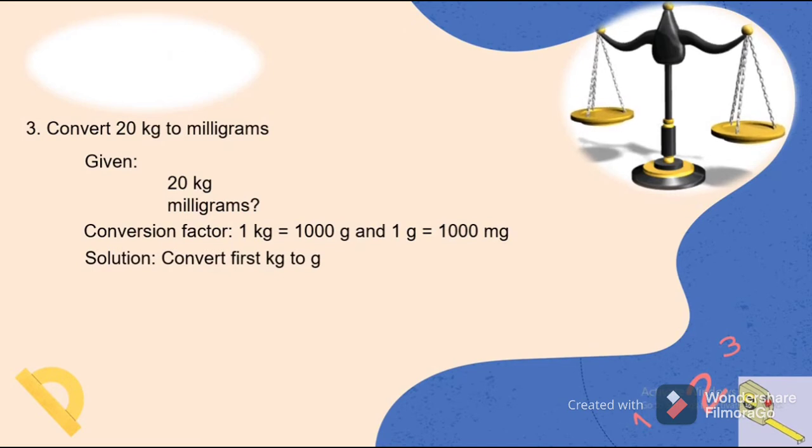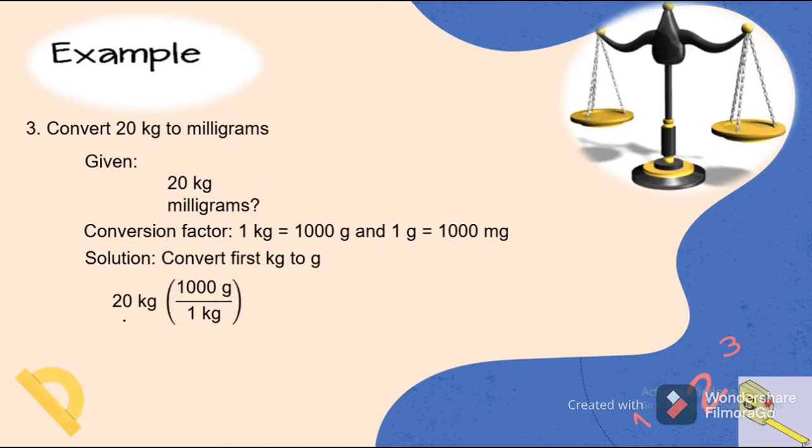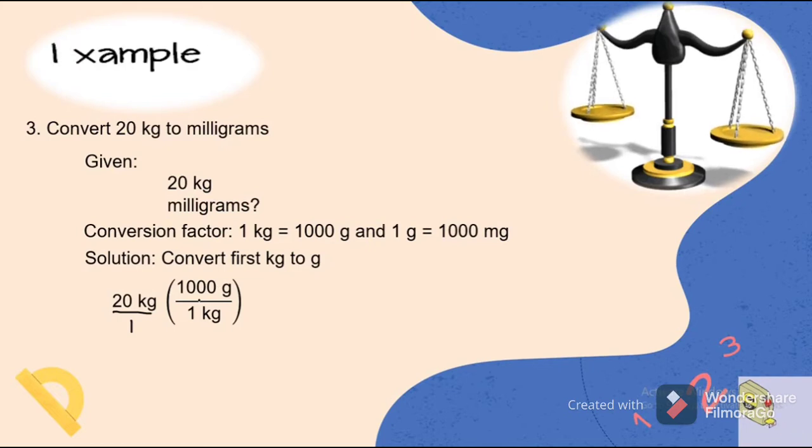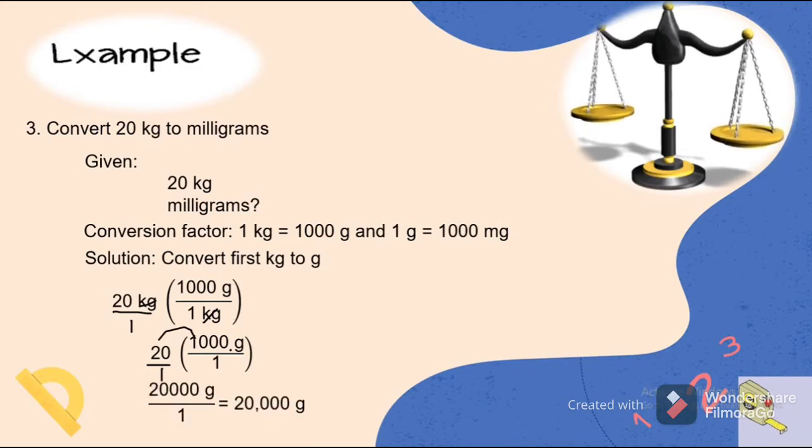So for the solution, we have two processes of conversion. First is to convert kilograms to grams. Next is to rewrite what you're given. So we have 20 kilograms over 1 multiplied by a fraction, which is 1000 grams over 1 kilogram. Then cancel out the unit of measurement. So we have 20 over 1 times 1000 grams over 1. Then simplify. 20 times 1000 grams is equal to 20,000 grams over 1 or 20,000 grams.